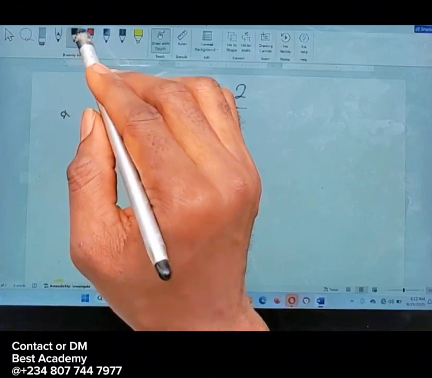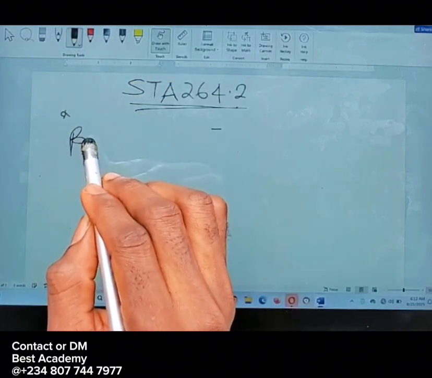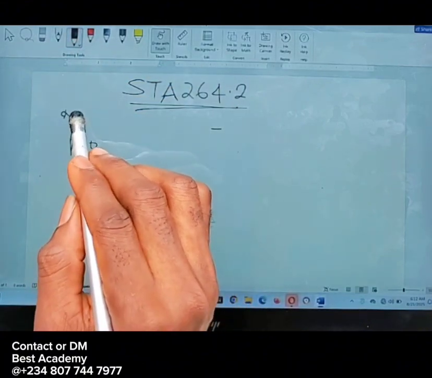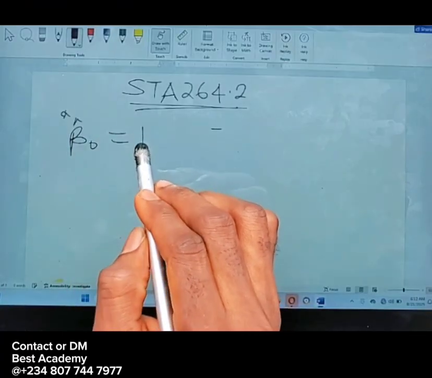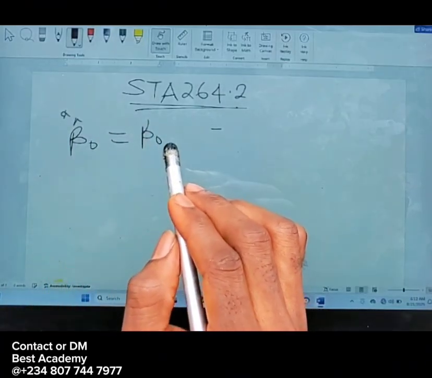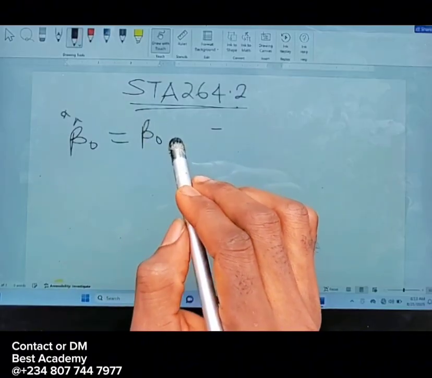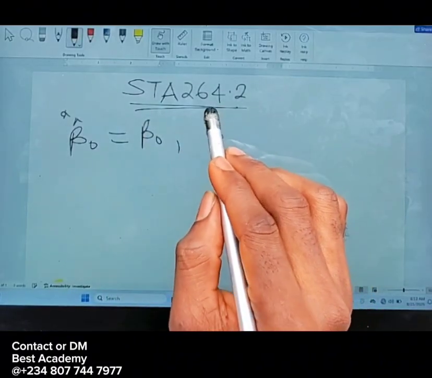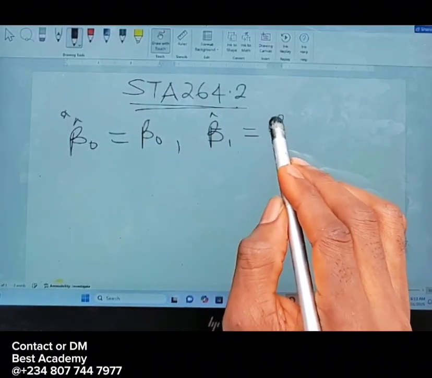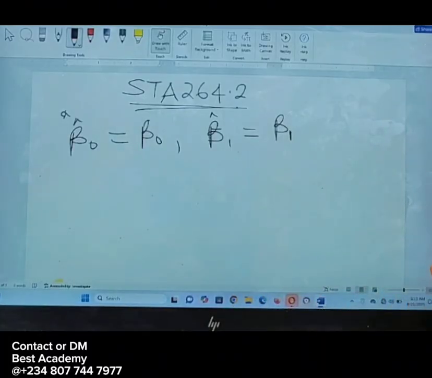Now the relationship between beta naught hat and beta naught is that they are equal. That is, beta naught hat is equal to beta naught, and again beta 1 hat is equal to beta 1. So when you are solving this in OBJ, if you have the value of beta 1 hat, that means it's the same as beta 1. If you have the value for beta naught hat, it is the same as what? Beta naught. Please take note.